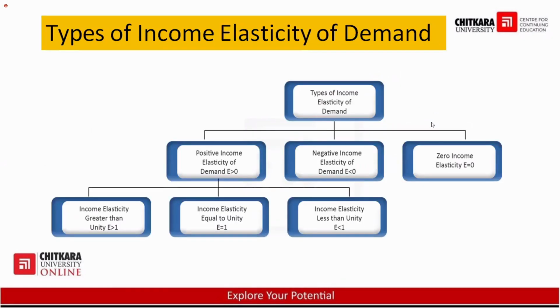Now, the types of income elasticity of demand. We have positive income elasticity, negative income elasticity, and zero income elasticity. What does positive income elasticity mean? It means your income is increasing, and then your demand will increase as well, in the case of normal goods. Negative income elasticity: your income is increasing, but your demand is decreasing.